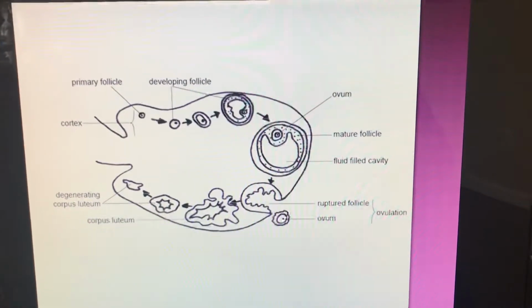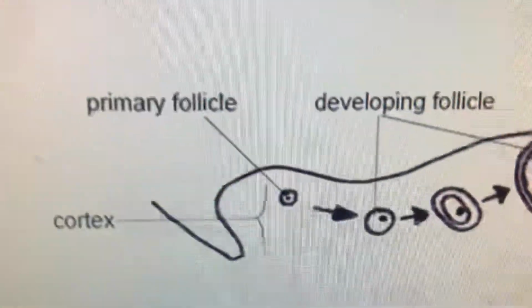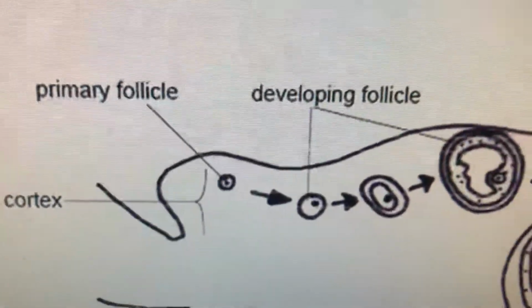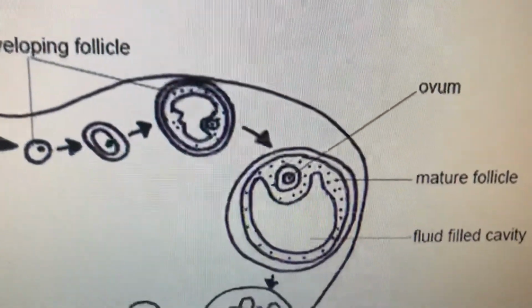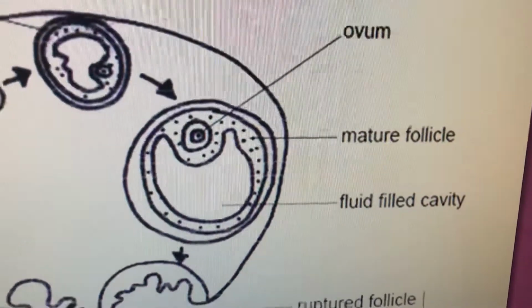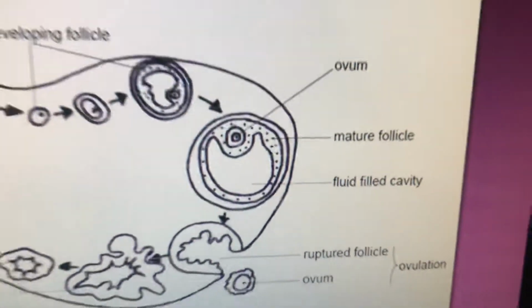So there is a picture there. As you can see, it starts small as the follicle. It turns into the ovum, where it then matures, and you have the fluid-filled cavity.